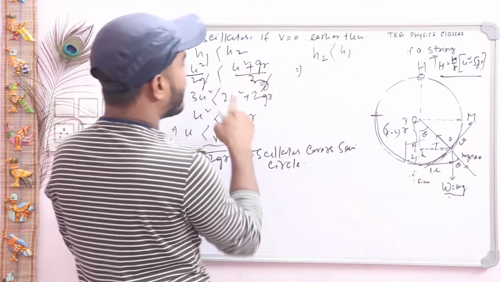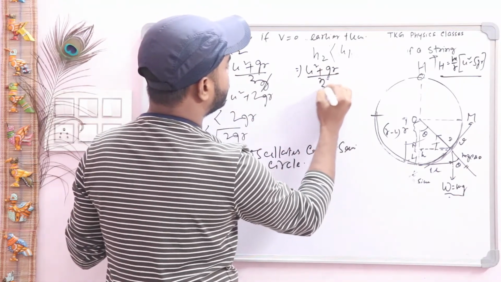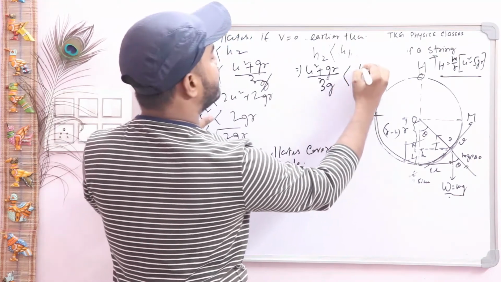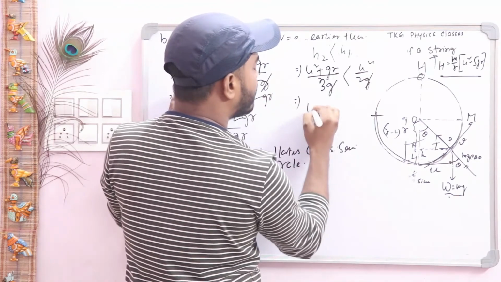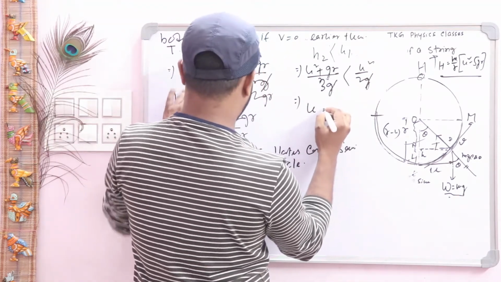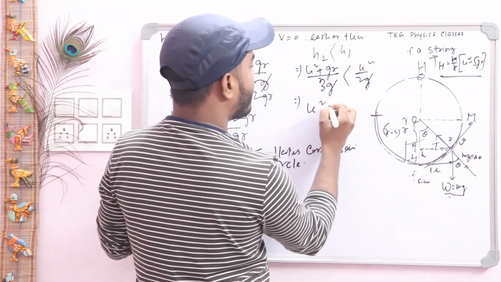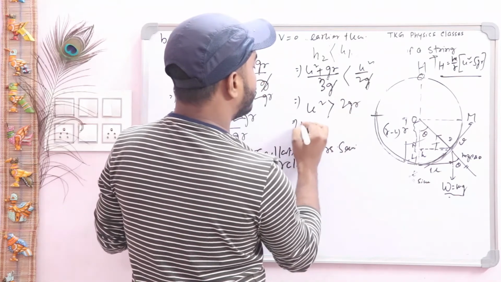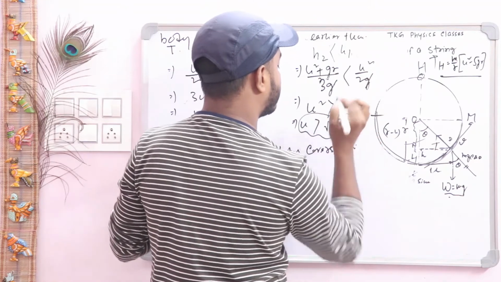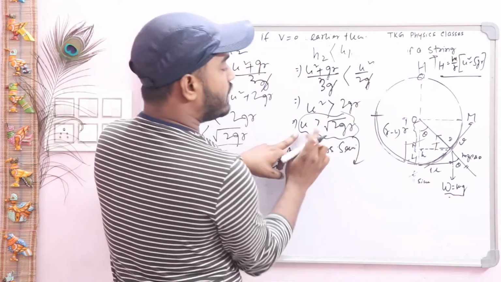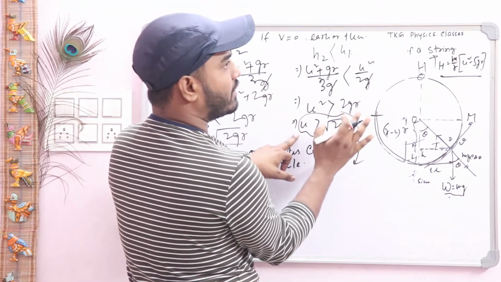So use this one, that is H2, u square plus GR divided by 3G, and here that is u square upon 2G. G, G cancel out. So from here you will find this value, u square will be greater than 2GR. So u will be greater than root under 2GR. This is the condition, students. When the velocity is more than root under 2GR, the body leaves the circular path.